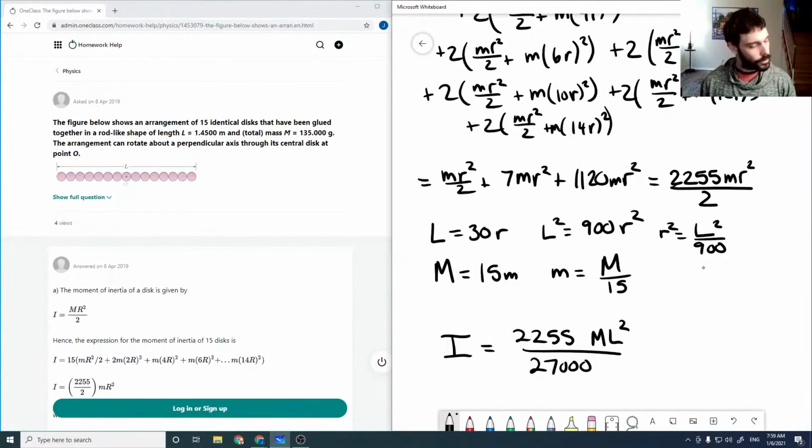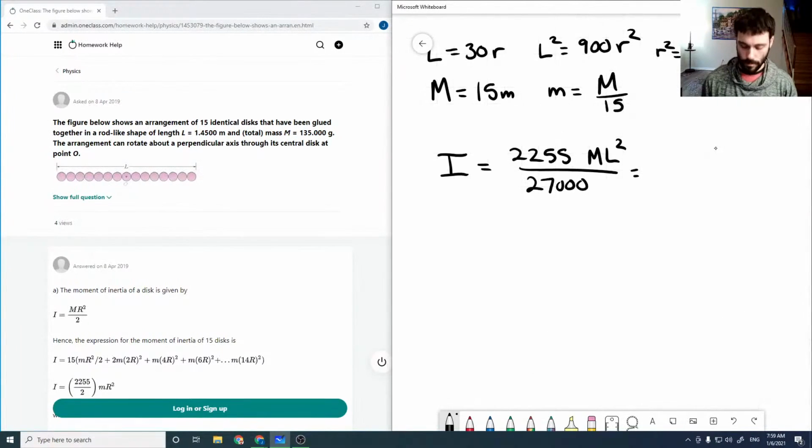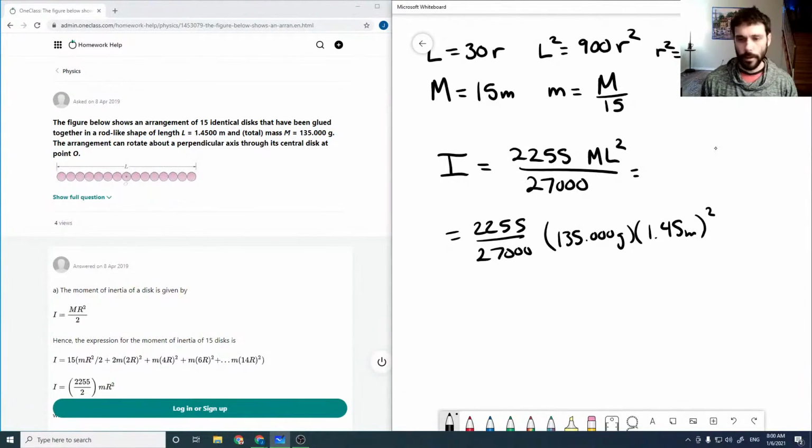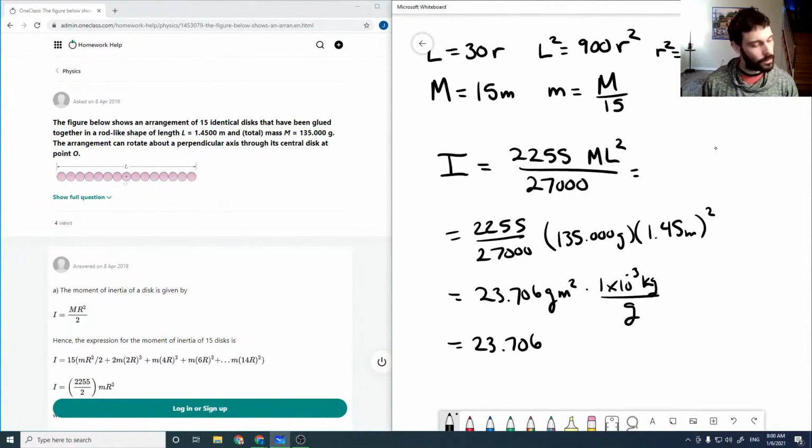Which, putting in the values for our mass and our length, times 135 grams and 1.45 meters squared, we get 23.706 grams meters squared times 1 times 10 to the minus 3 kilograms per gram. Comes out to 23.706 kilograms meters squared.